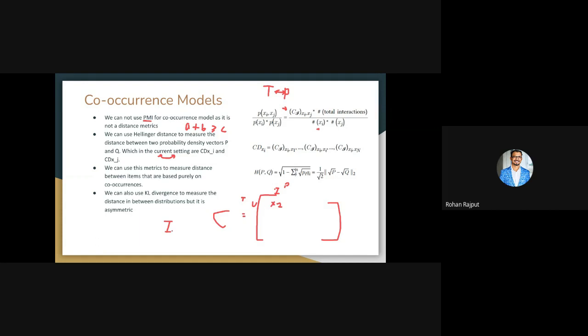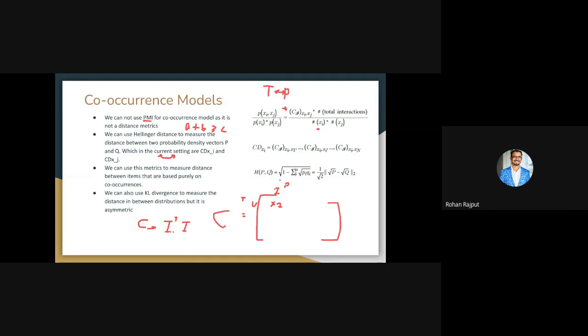To create a co-occurrence matrix, we just multiply I with I transpose. That's how you create your co-occurrence matrix. You just multiply the interaction matrix with its own transpose. Once you do that, you will have your co-occurrence matrix. Once you have it, you can use the Hellinger distance between two items to find out how similar they are.